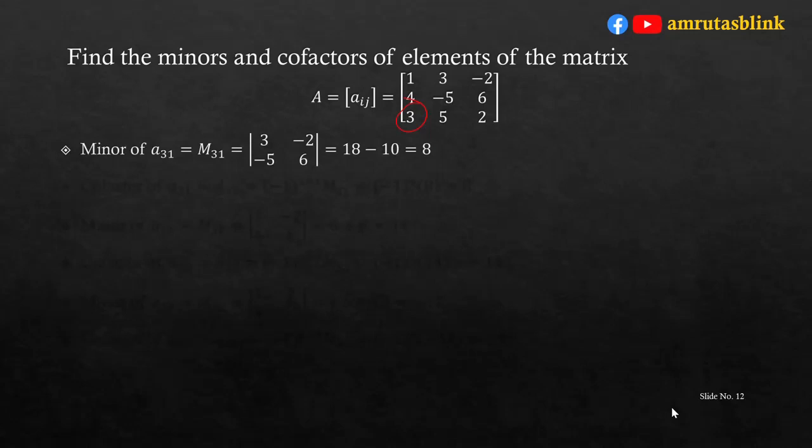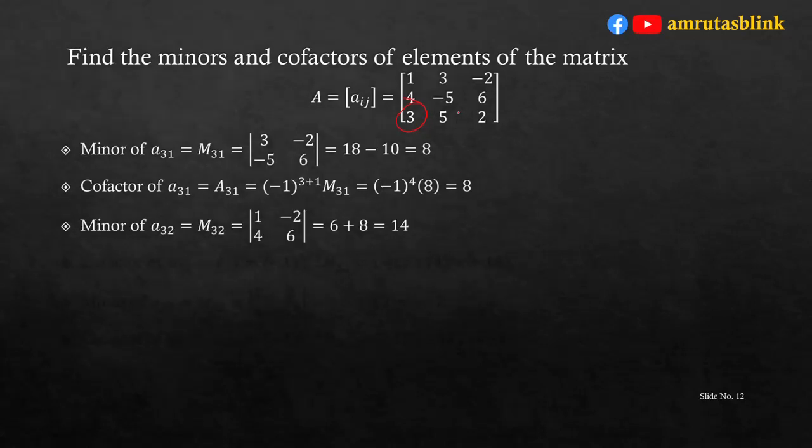Now, 6 into 3 is 18, minus 5 into minus 2 is minus 10, hence 18 minus 10 is equal to 8, and the cofactor of this element A31 is equal to minus 1 raised to 3 plus 1 into M31, that is minus 1 raised to 4 into plus 8, which is equal to plus 8.